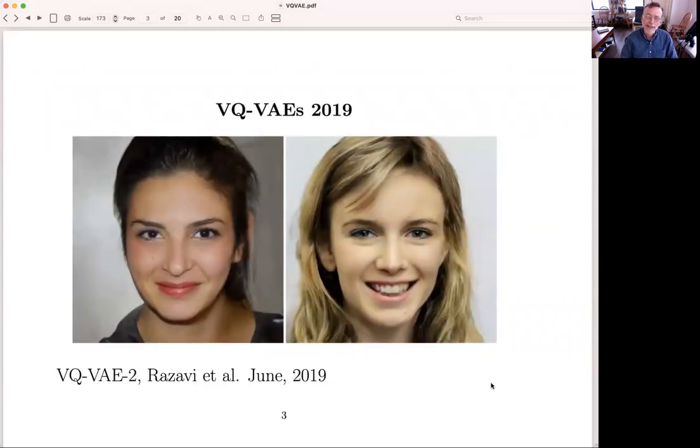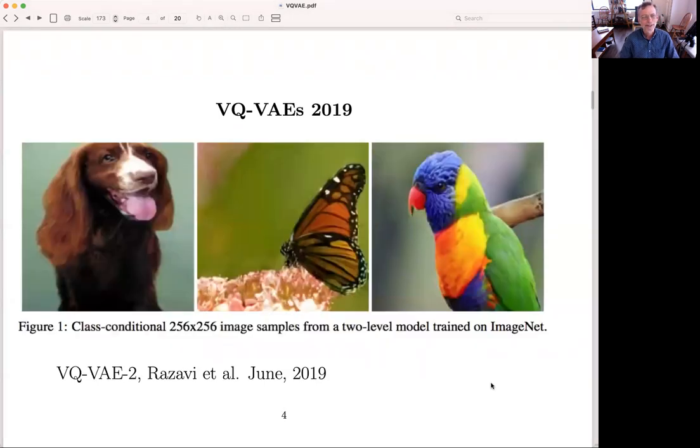This is the state of the art in 2019. This is now competitive with progressive GANs, generating extremely realistic people that do not exist. This is class conditioned modeling of ImageNet images. And so this is a dog that does not exist, but this is not a GAN, this is a VAE. And I'm convinced these are fundamentally different kinds of models, and I'll be talking about that more as we go on.